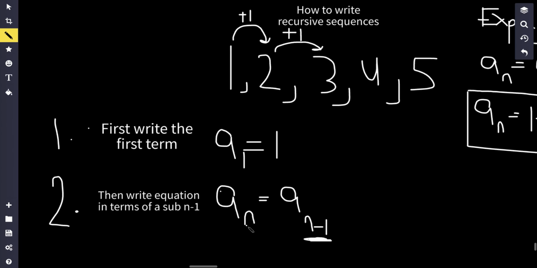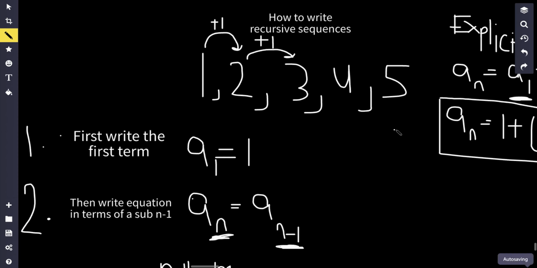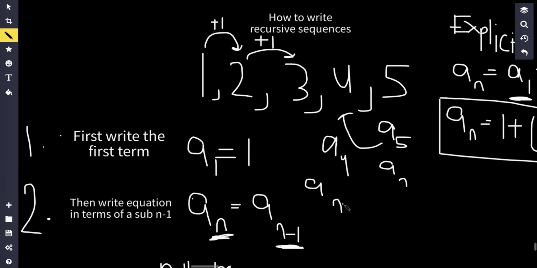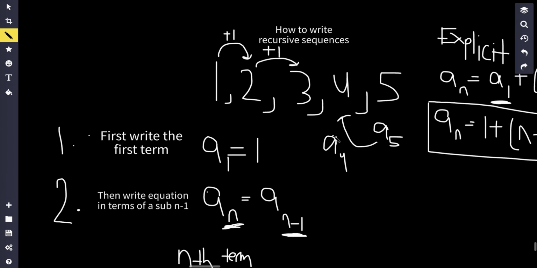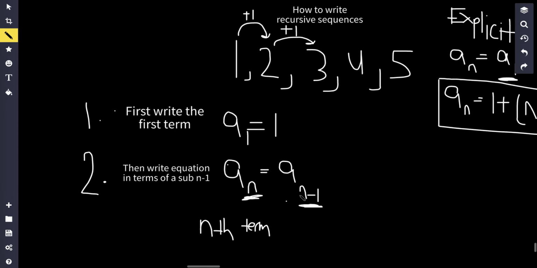So if a sub n is the nth term, then a sub n minus 1 is just the term before the n. For example, if we have a sub 5, then the term before that is a sub 4. This can be denoted as a sub n, and this one would be a sub n minus 1. This is all just to show you that a sub n minus 1 is the term that's before a sub n.